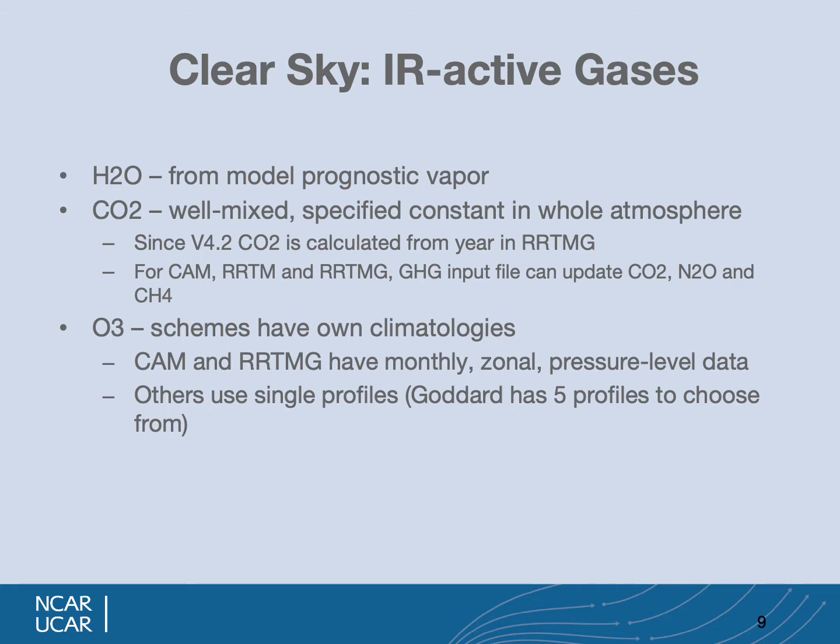In clear sky, there are three main gases that are infrared active. They are water vapor, which comes from the model, of course. CO2 is a well-mixed gas. You can specify a constant for the whole atmosphere. We have a couple of ways of doing that now. In the most recent version, CO2 can also be calculated from the year. The other interactive gas, of course, is ozone, which also has its own climatologies. CAM and RTMG have a monthly zonal and pressure level climatology. Others, like Goddard, use a single profile.